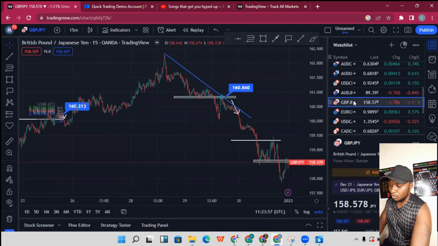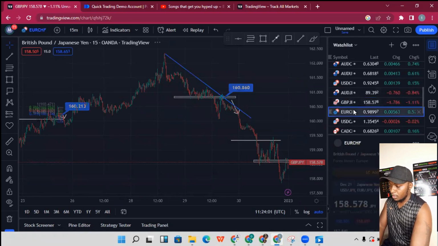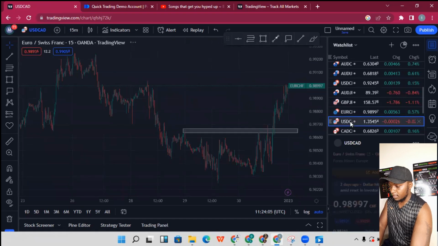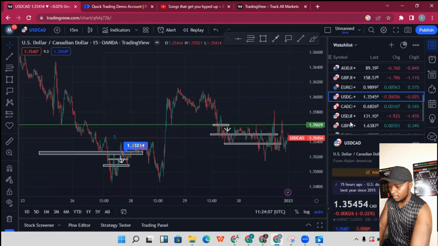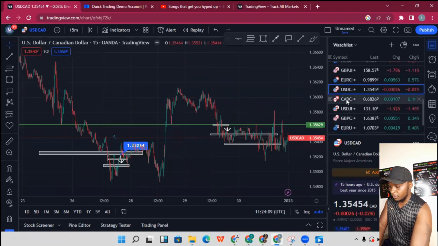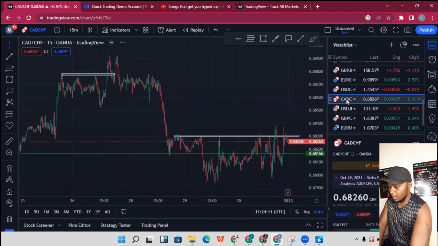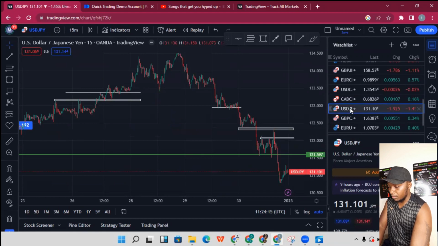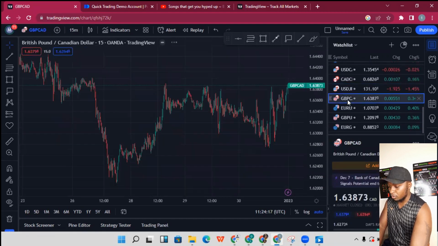GBP, JPY. So as I'm reading this, just make sure you're setting this up on your TradingView. And then Euro, CHF, and then USD CAD. And then we have CAD, CHF. Then you have USD, JPY. Just make sure you're adding them on your TradingView.